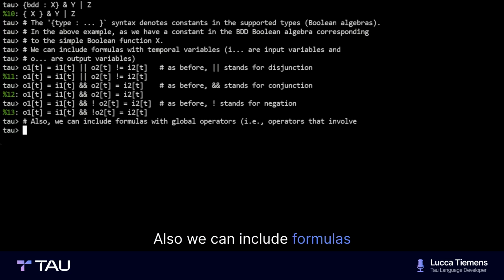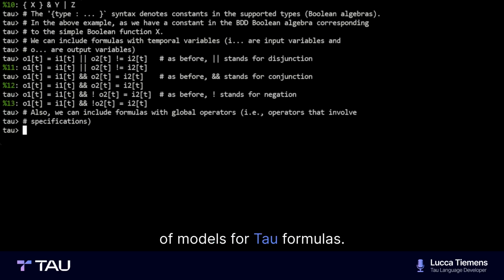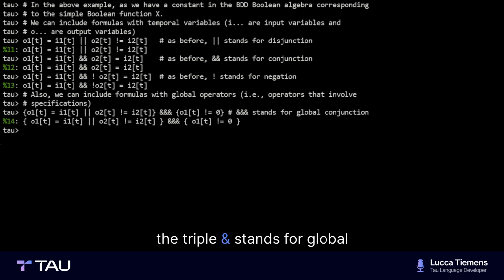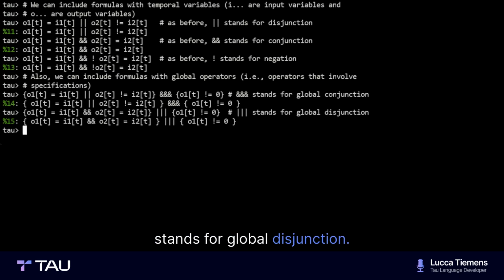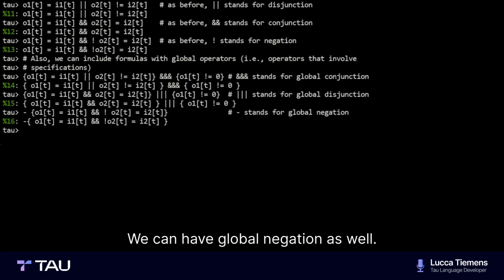Also, we can include formulas with global operators, which will deal with the Boolean algebra of models for Tau formulas. In this logical layer, the triple and stands for global conjunction, and the triple pipe stands for global disjunction. We can have global negation as well, and the symbol to denote this is the minus.